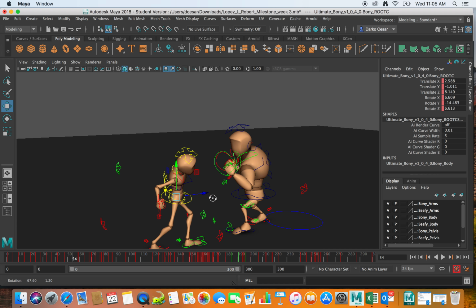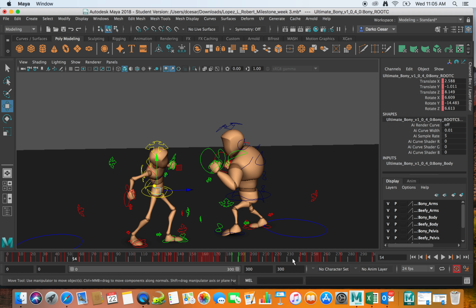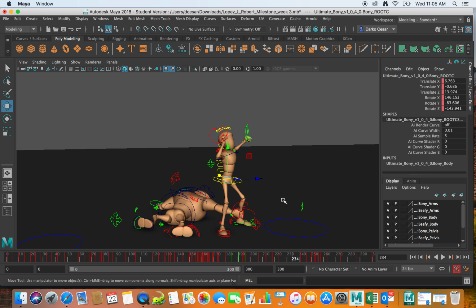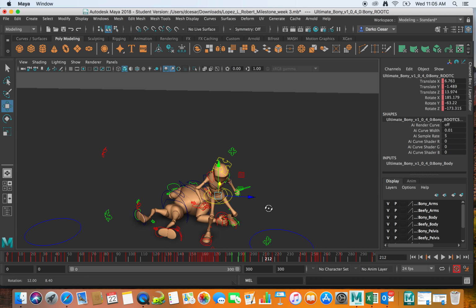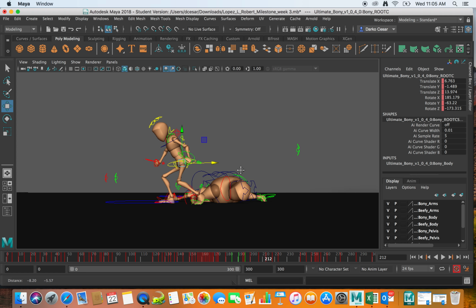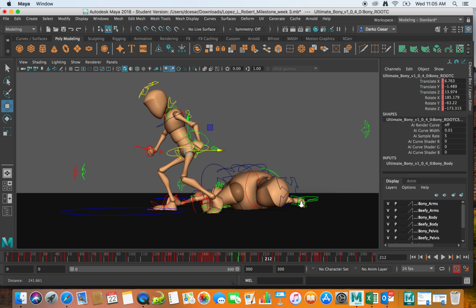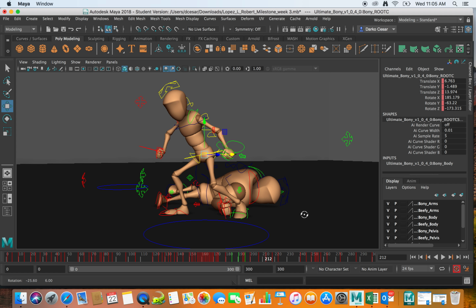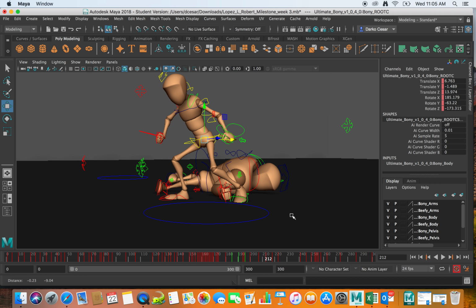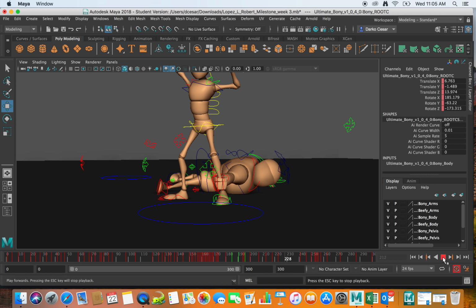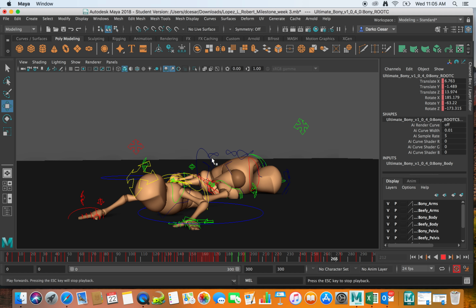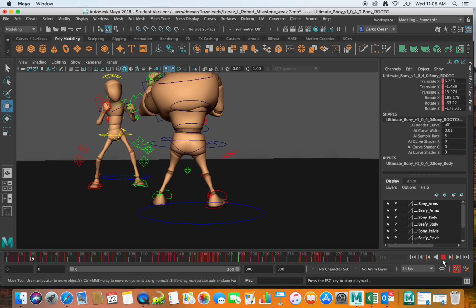So for the very end, when he is grabbing him by the foot, maybe the camera could be something like that, where we would see what is going on. Okay, maybe that's a little bit too high.